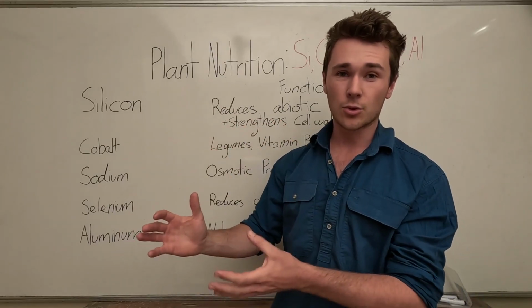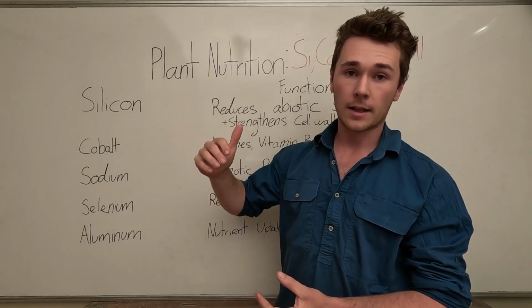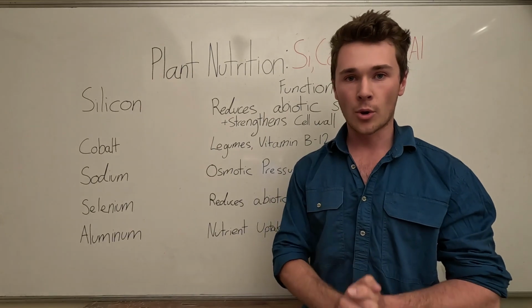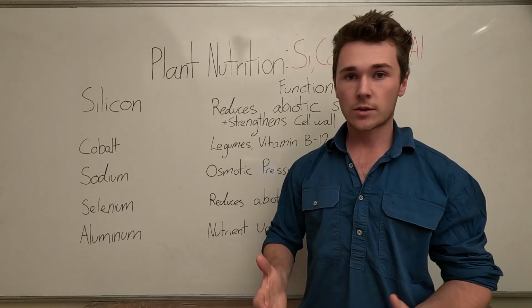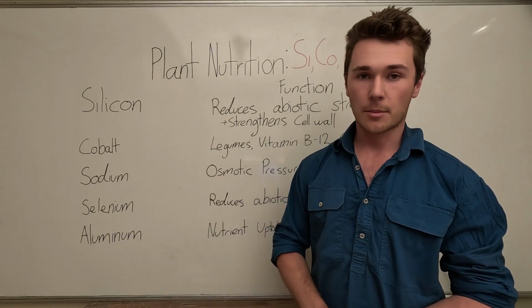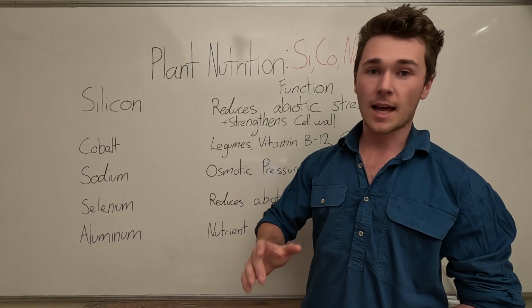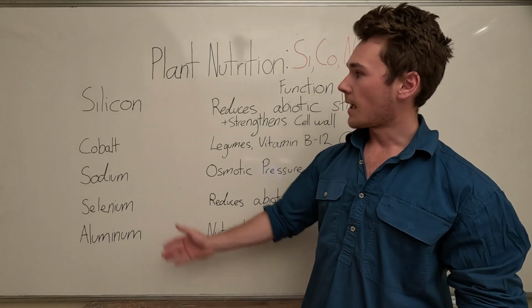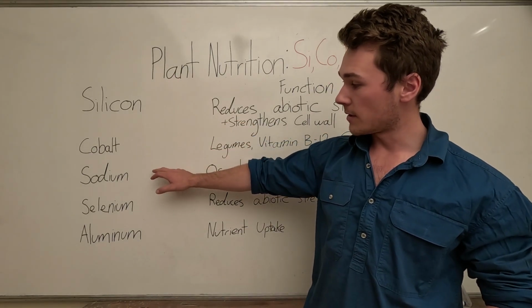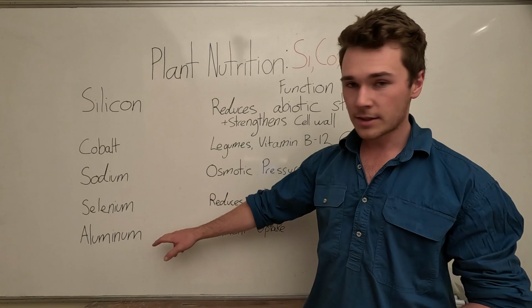Not only are our essential plant nutrients important for our plant growth and production, there are also non-essential plant nutrients which also assist in our plant's growth and production and even increase yields. So in this video, we'll be looking at non-essential plant nutrients. They are silicon, cobalt, sodium, selenium, and aluminium.